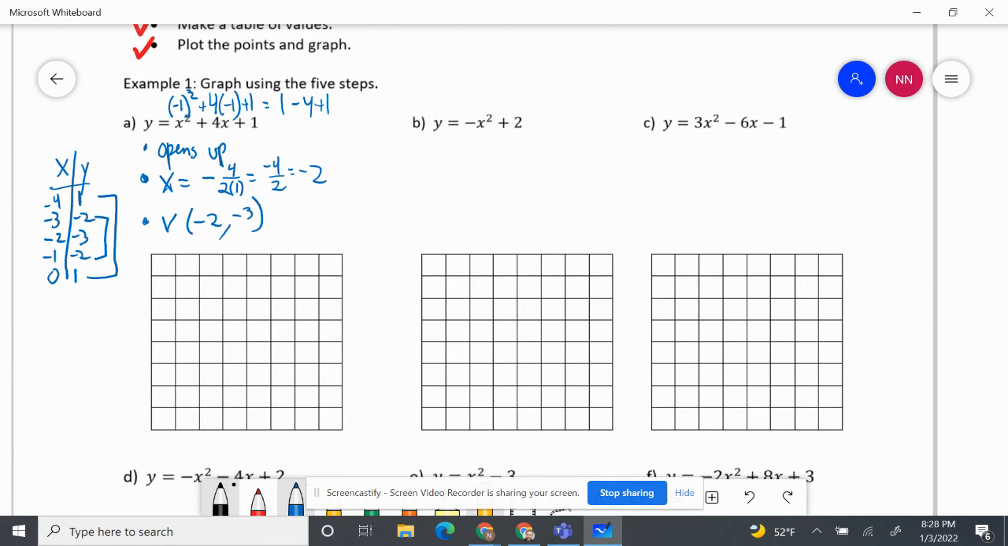So just like yesterday, we are going to plot our points. We have negative 4 and 1. We have negative 3 and negative 2. We have negative 2 and negative 3. We have negative 1 and negative 2. And we have 0 and 1. What we're going to do is draw our line.